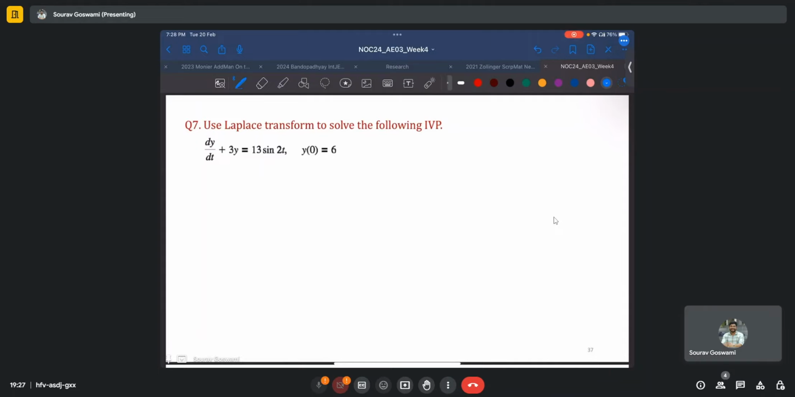So, how to use Laplace transforms to solve initial value problems? We apply the Laplace transform on the entire equation. So we transform both sides. So L of dy dt plus 3y equals L of 13 sine 2t. Because of the linearity principle, we can separate these terms. So L of dy dt is nothing but y prime plus thrice L of y equals 13 times L of sine 2t.